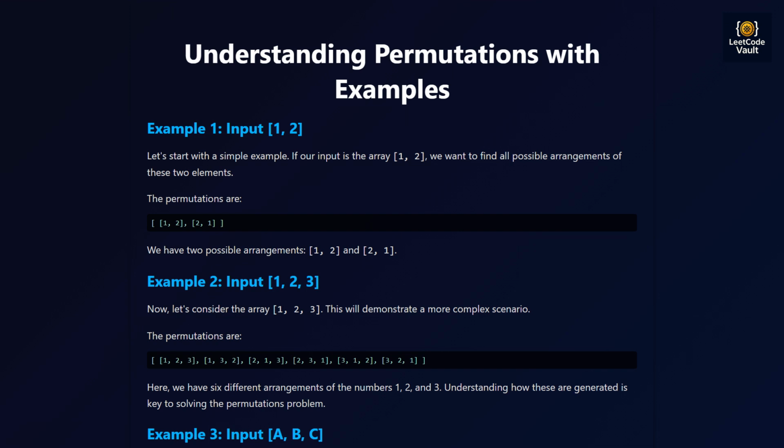Next, let's put 2 at position 0. We then permute [1, 3], getting [2, 1, 3] and [2, 3, 1]. Finally, with 3 at position 0, we permute [1, 2], getting [3, 1, 2] and [3, 2, 1]. See how this systematically generates all possibilities. This intuition will guide our efficient approach later on.